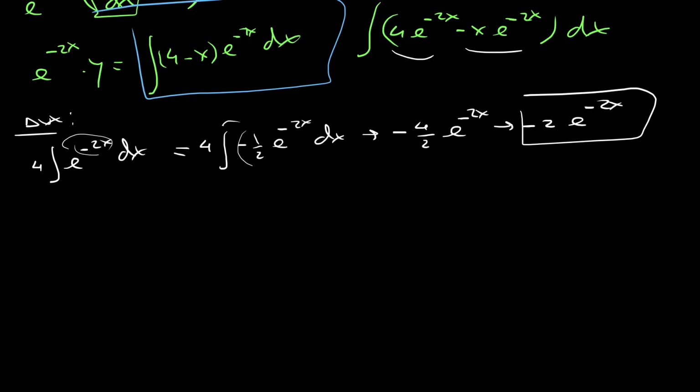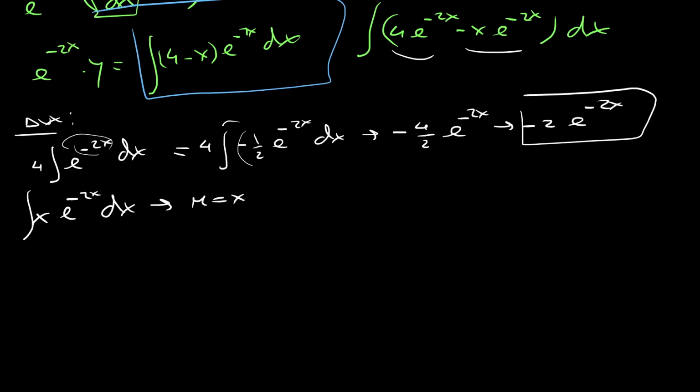So the second one we have minus x e to the minus 2x. Let's get the integral here, dx. So now we have minus x e to the minus 2x. We can get rid of the minus for now and just work on the expression like this: x e to the minus 2x dx. So we're not changing anything, just adding the minus sign in the end. So to solve this one, we're going to use integration by parts.